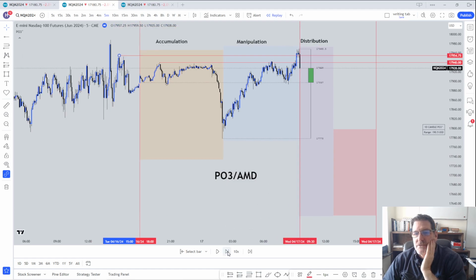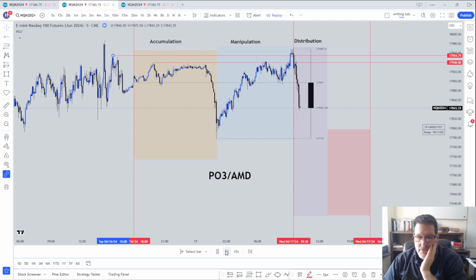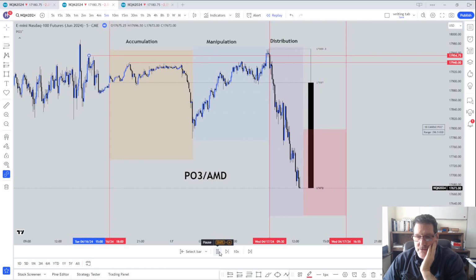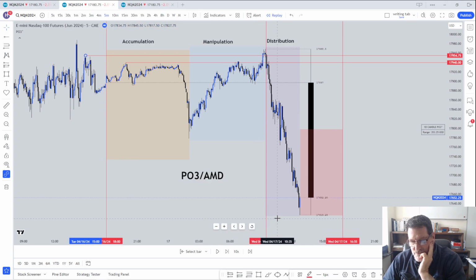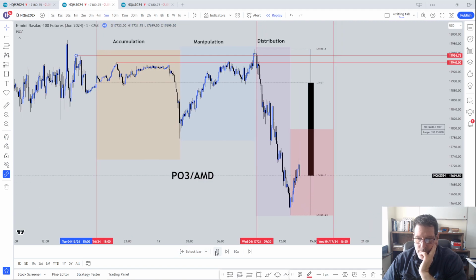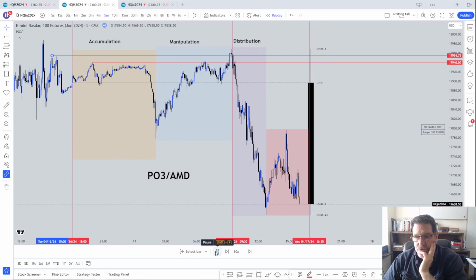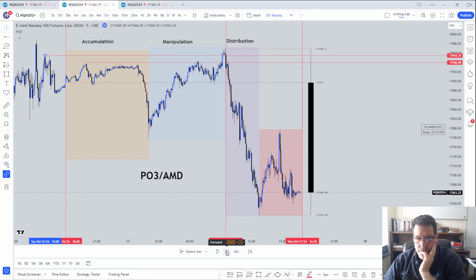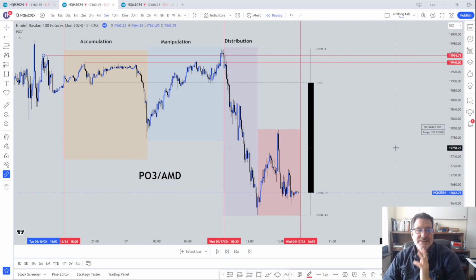And then the market begins to drop. We're getting our distribution now. So then the market goes down, creates the low, and then begins to come up to give us our close. That's basically the power of 3, or AMD: accumulation, manipulation, distribution, which we will go into in more and more detail as time goes on.